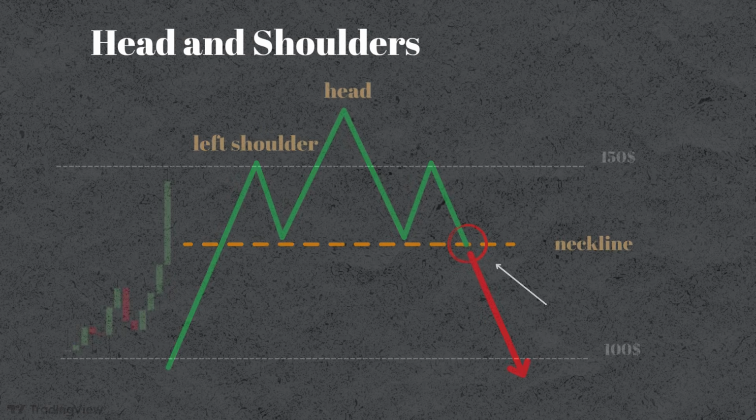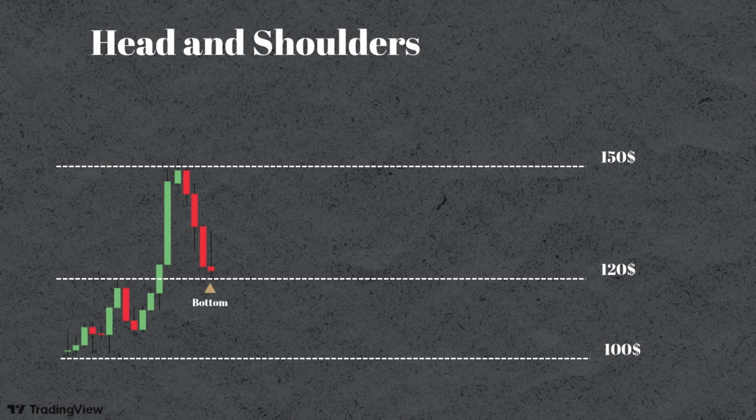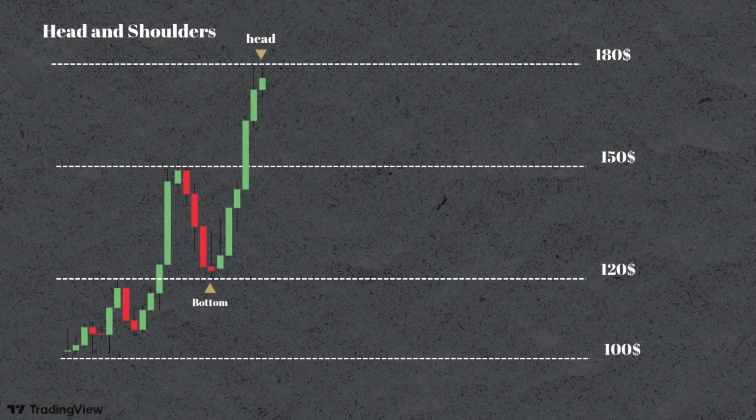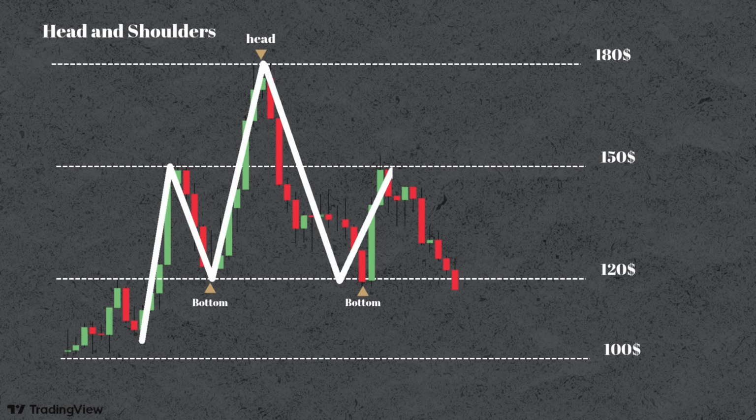Now let's look at a real stock chart example. Suppose a stock rises from $100 to $150. Then it drops slightly to $120, that's the bottom of the left shoulder. It rises again to $180, that's the head. Then it falls back to $120 once more. Next, it rises again to $155, but fails to break $180, that's the right shoulder. Now we have a complete H and S pattern.